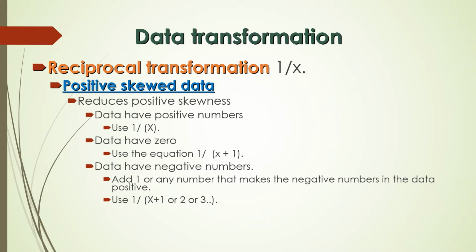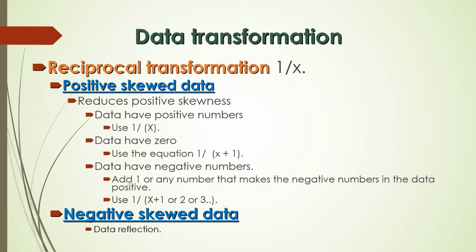If your data is negatively skewed, again, you cannot proceed to do reciprocal transformation unless you do a data reflection. The data reflection is to find the highest score, add 1 to it, and then subtract each individual score in your data from that. And then you can proceed to do reciprocal transformation by 1 divided by the reflected data.